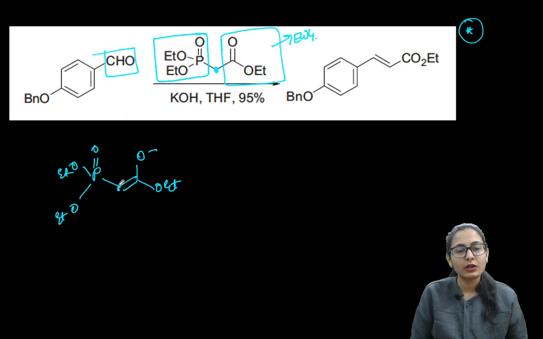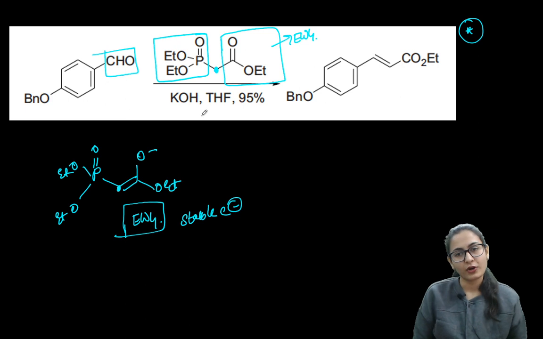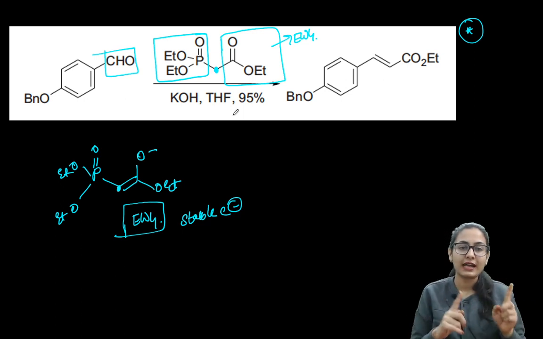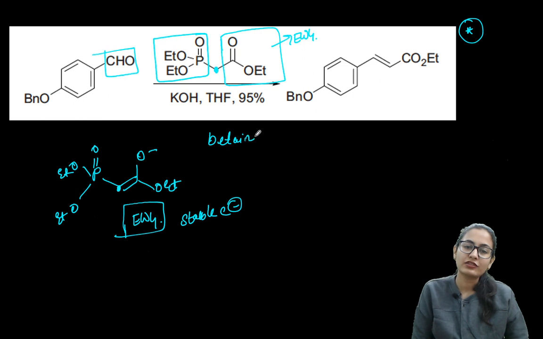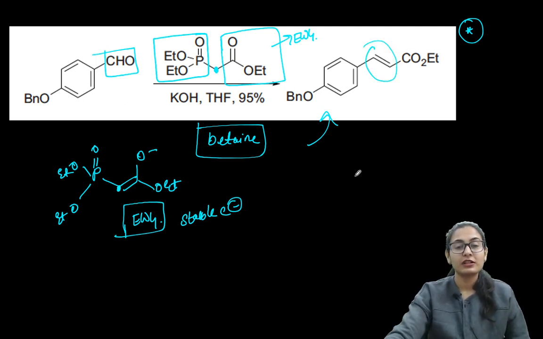So you require the electron withdrawing group, which definitely forms a stable ylide, or let's say a stable carbanion, and that further gives you the product. In this case we are not first forming the ylide, we are first forming the enolate, which attacks on the carbon. Definitely it gives you the betaine intermediate, and hence you get the alkene or four-membered oxaphosphetane ring. Alright, so hence you have the E alkene. Once again, very important reaction, guys.